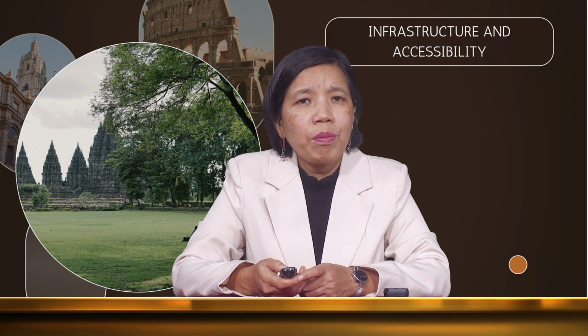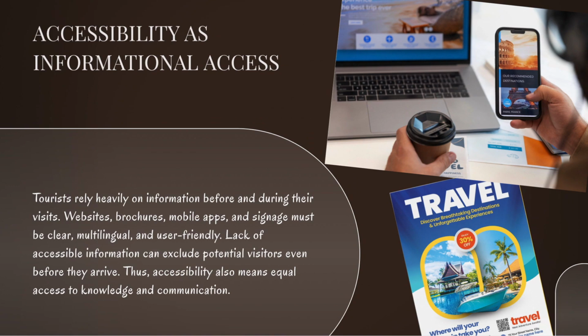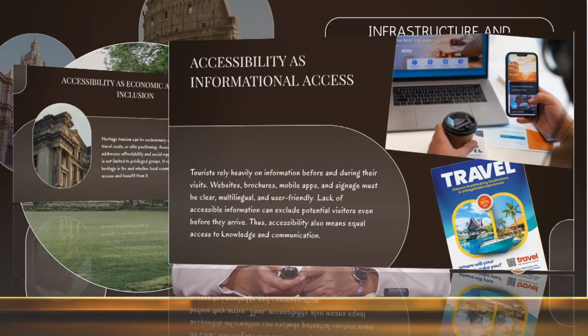Accessibility as information access. Tourists rely heavily on information before and during their visits. Websites, brochures, mobile apps, and signage must be clear, multilingual, and user friendly. Lack of accessible information can exclude potential visitors even before they arrive. This accessibility also means equal access to knowledge and communication.